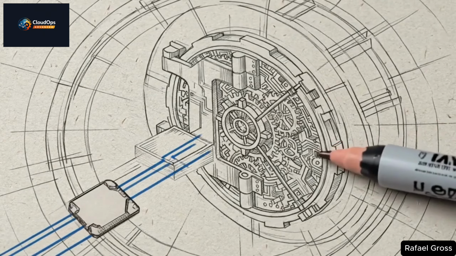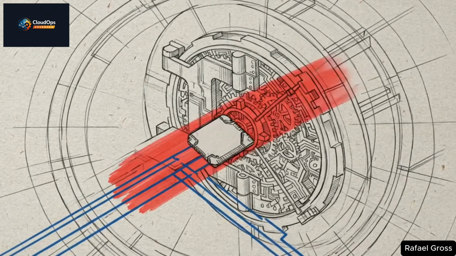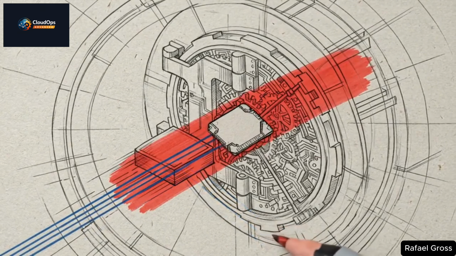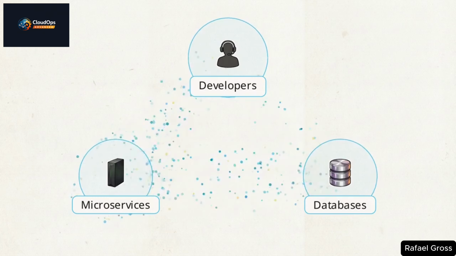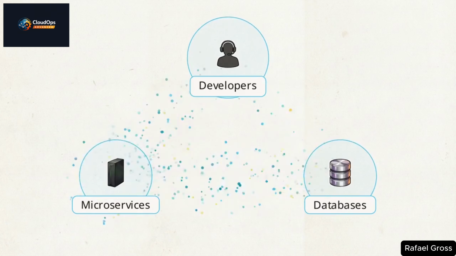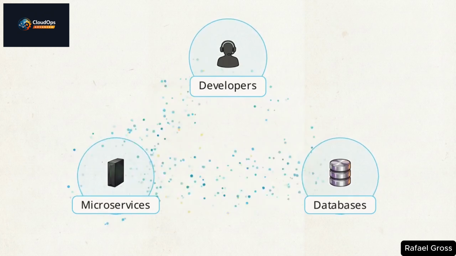AWS Identity and Access Management functions as a high-speed cryptographic evaluation engine. It intercepts and interrogates every API request attempting to enter your cloud infrastructure. Modern cloud architectures execute thousands of these API requests every second, driven by constant communication between microservices, databases, and developers.